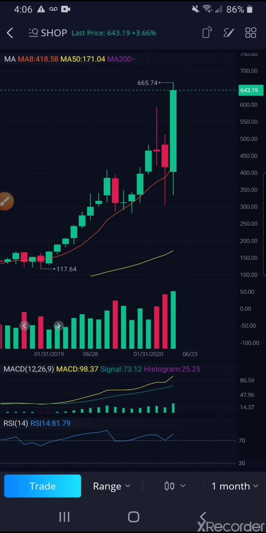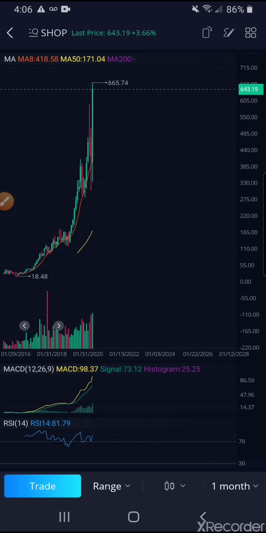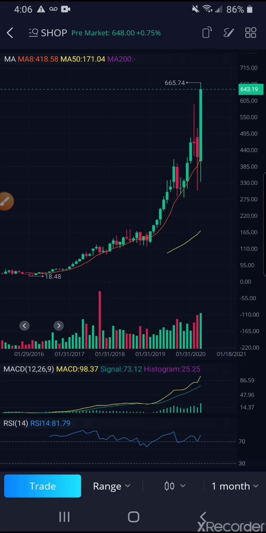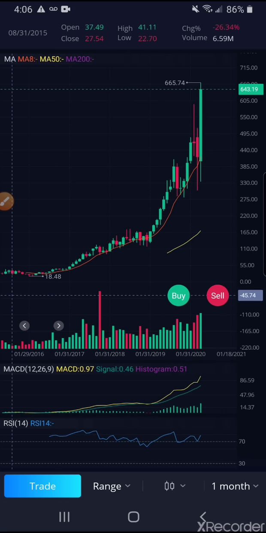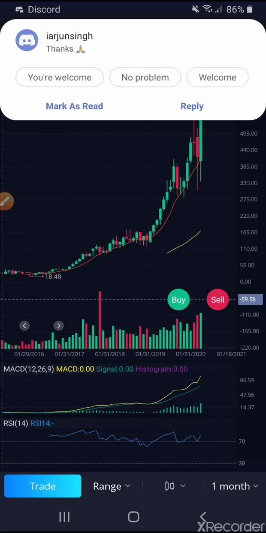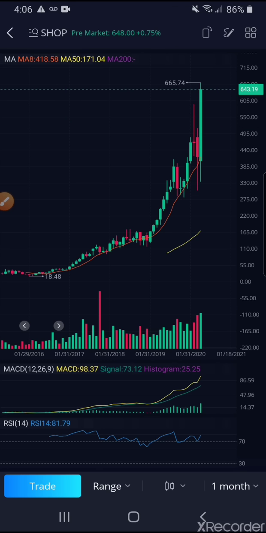When the stock hasn't been around for a very long time, it's hard for the long-term moving averages to really establish themselves. As you see way back here, May 2015 is as far back as this goes on Shopify.